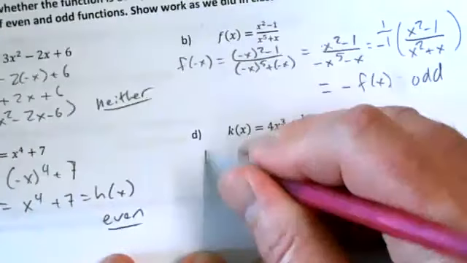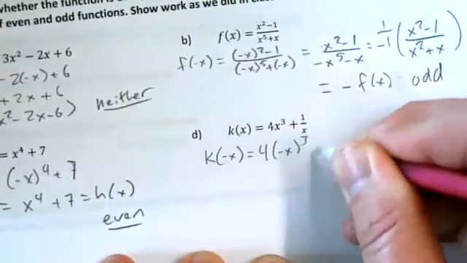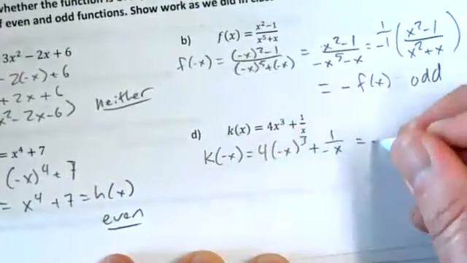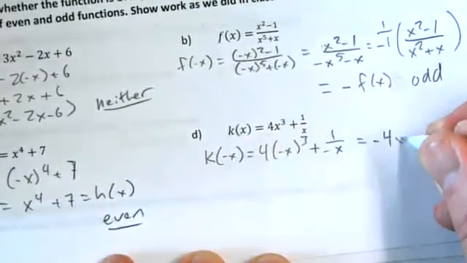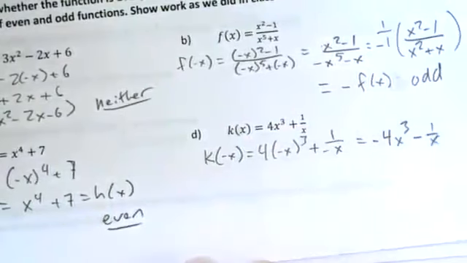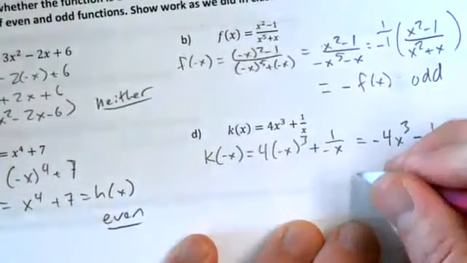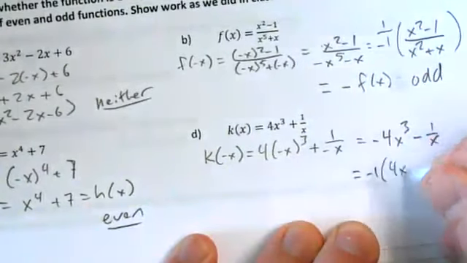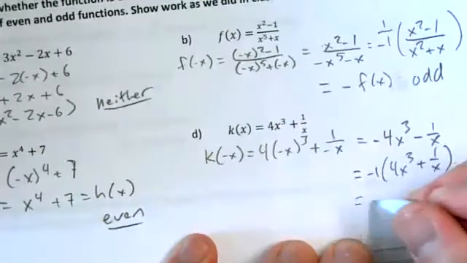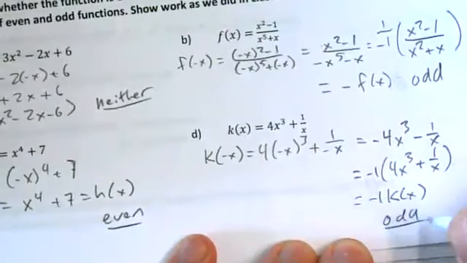Last one, k of negative x equals, so negative x to the 3rd plus 1 over negative x. So that's going to turn negative. That's going to become minus 1 over x. I think we can factor a negative out of this, and we'll get what we want. Or x to the 3rd plus 1 over x. Yeah, that matches the original. So negative 1 times the original, which was k of x. So we're odd here again.